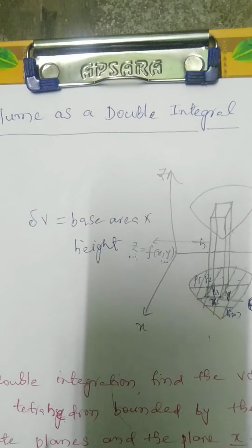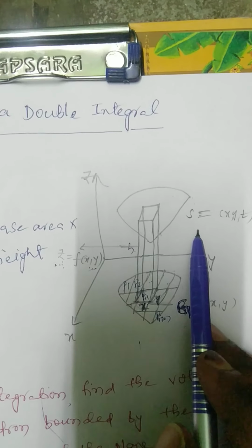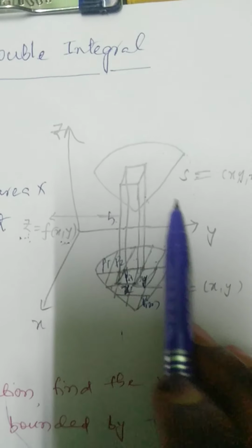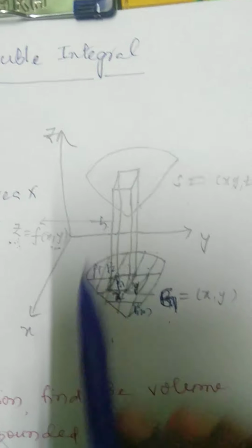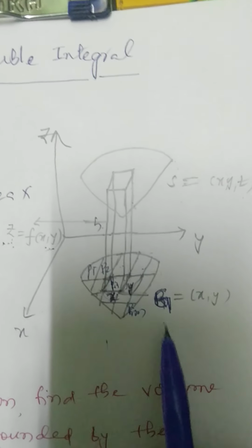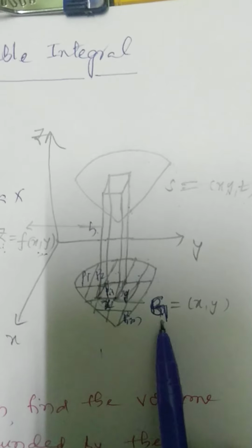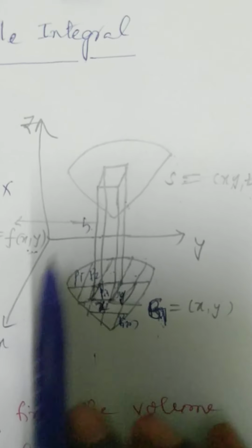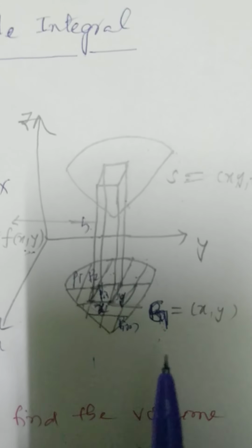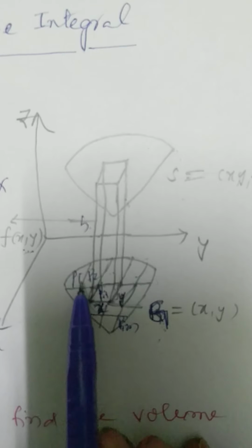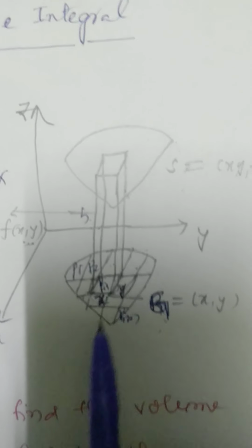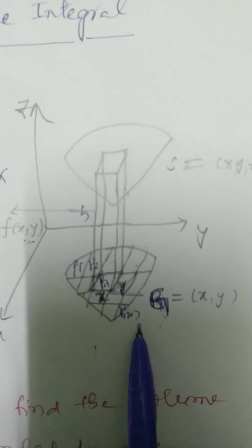Now first I'm going to consider a surface S in three-dimensional space, that is S equals to x, y, z. Now I'm going to project this surface into the xy plane of area G. Now I'm going to divide this area G into a finite number of partitions. The rectangular partitions of equal areas P1, P2, P3 and so on up to Pm are rectangular partitions.